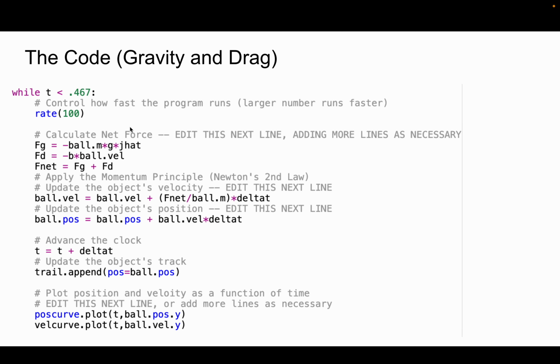Another big change here is that the net force is changing, because originally we just had the force of gravity, now we have the force of drag as well, so we have to put this in there. So it's just the proportionality constant times the velocity of the ball. Then you add those two forces together and you end up getting net force. And if that was at terminal velocity, then it should be 0 at that point.